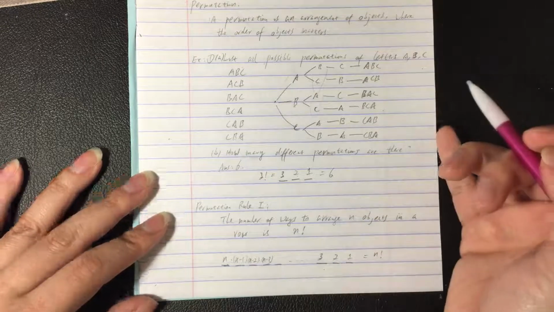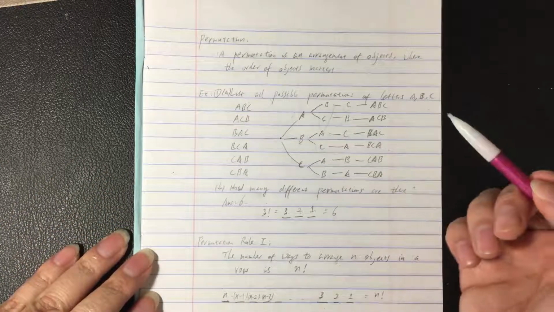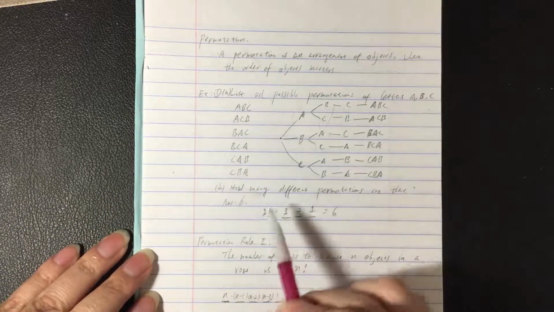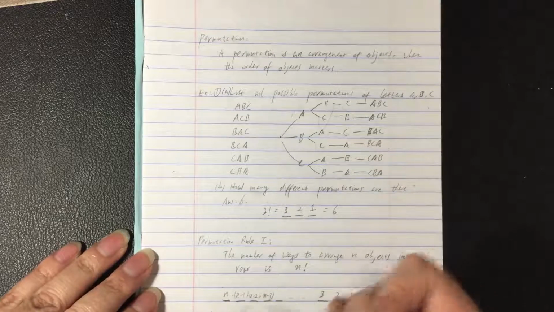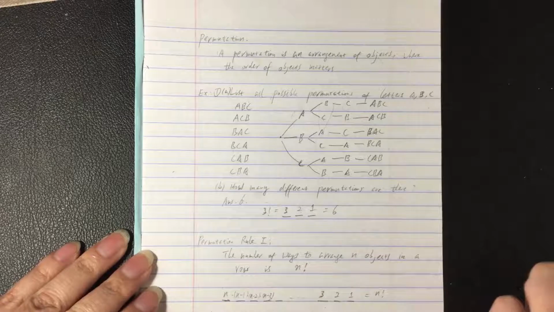So in the previous example, when we try to arrange 3 letters in a row, the number of arrangements is 3 factorial. The number of arrangements is the same as the number of permutations. So the number of permutations is 3 factorial.